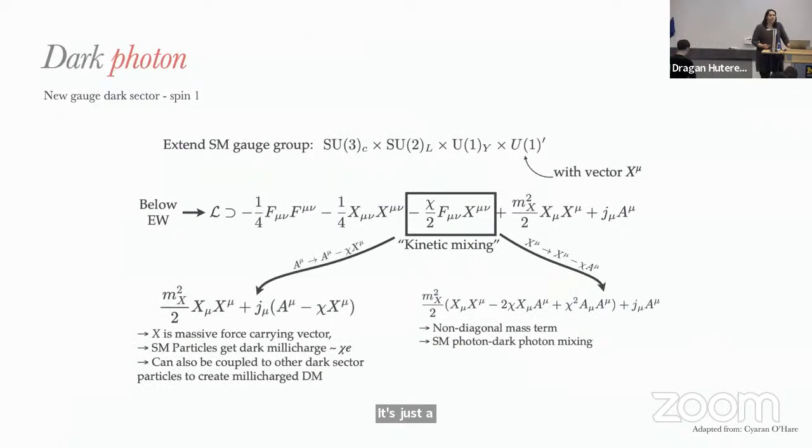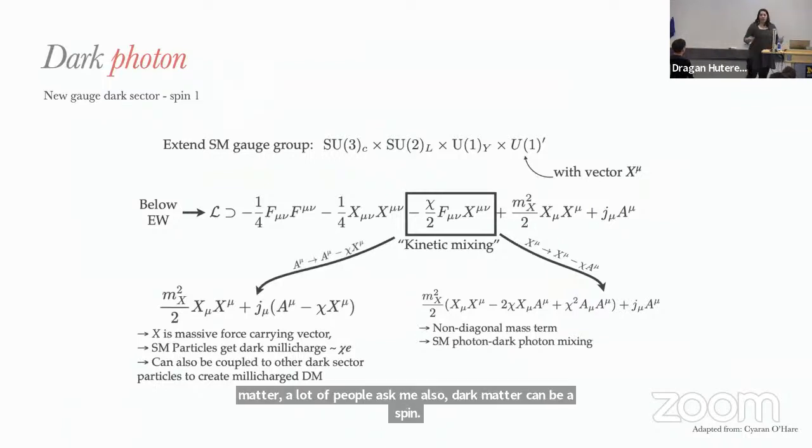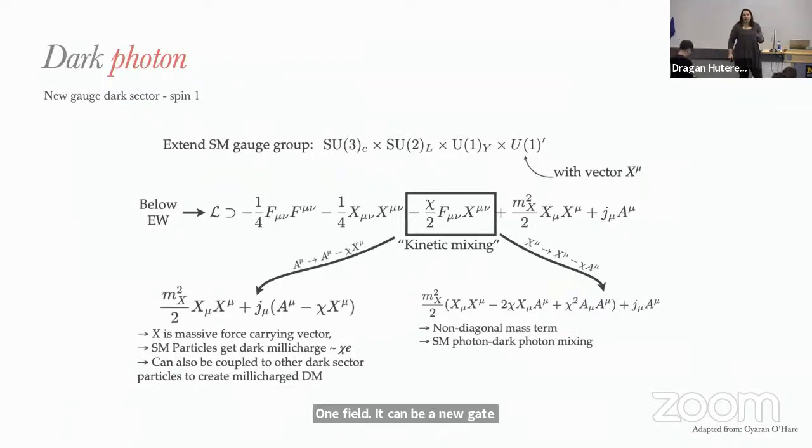A lot of people also ask me, can dark matter be a spin one field? Can it be a new gauge field? Yeah, it can. We have many models for that. If you don't like Lagrangians, don't look for it. Just think that we can have a totally new gauge sector.